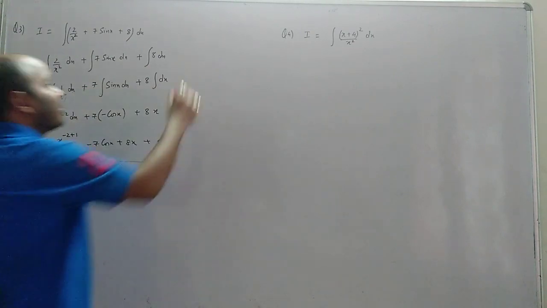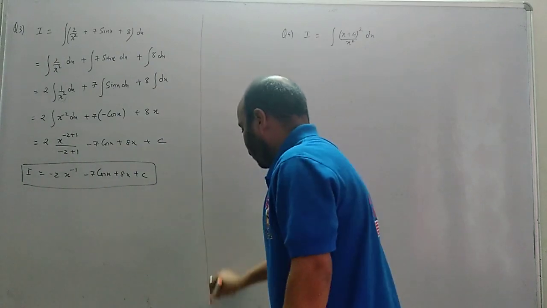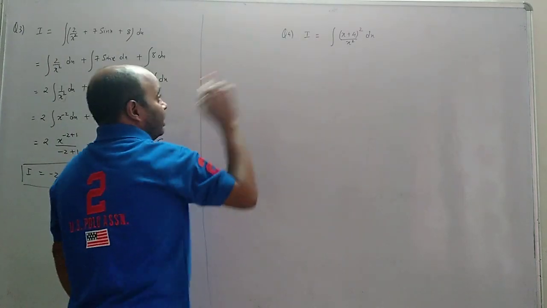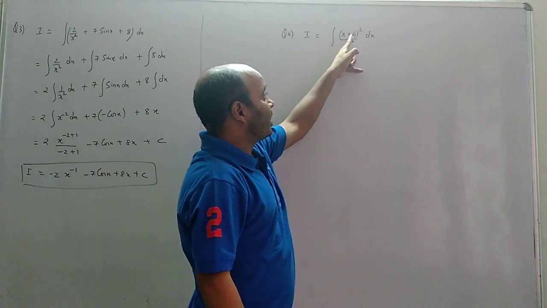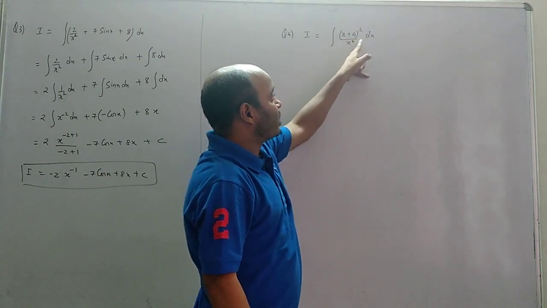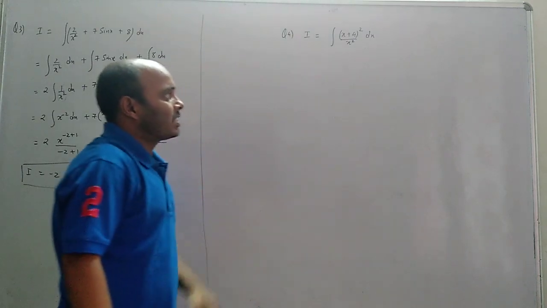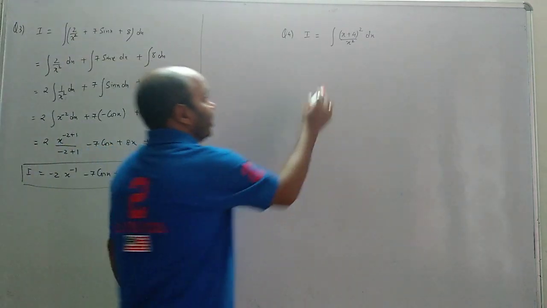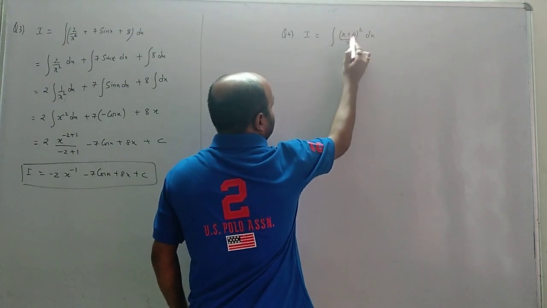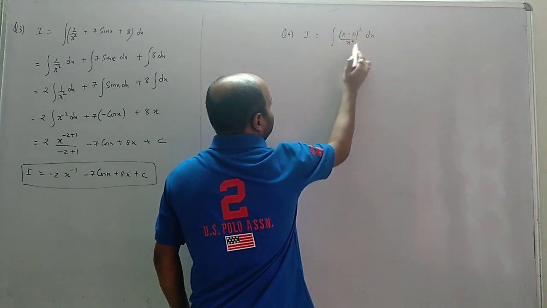Okay. Now, let's go to this question. How to go for this one? See, what is the question? I equals to integration of x plus 4 whole square by x square dx. What should I do with this? It is a strange question, see. This is integration of a variable, there is a variable on top and a variable at the bottom. It is not in any direct form.